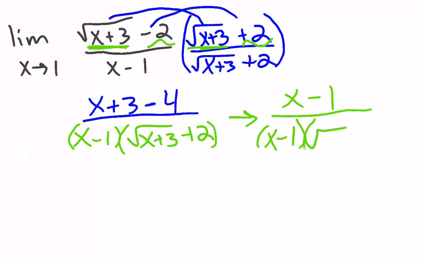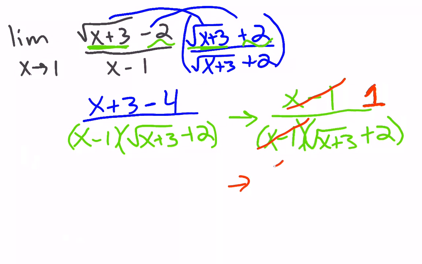Wait a minute, didn't I just say that? Yes, so what does that mean I'm going to be able to do? Cancel. Okay, so that means I really have a hole in the top and bottom. Make sure if you cancel all the factors in the numerator, that means you're left with a 1. So this all simplifies to 1 over square root of x plus 3 plus 2.